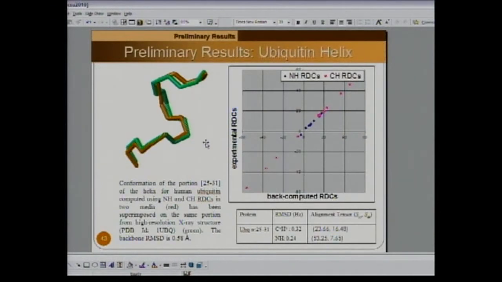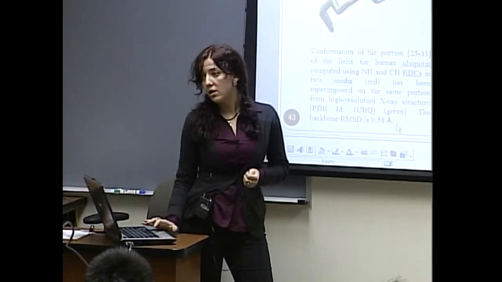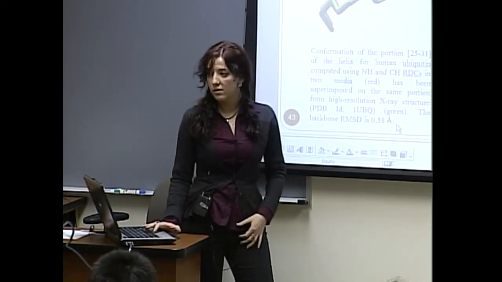And I want to show you the preliminary experimental results on the helix and beta strand of the ubiquitin protein. So this is the alpha helix. We had NH RDCs and CH RDCs collected for the residues from 25 to 31 in the helix. And we have applied this algorithm, and we have obtained a structure which is only 0.58 angstrom different from the X-ray structure deposited in the PDB. This is a very good result because we didn't use any modeling. We just implemented the minimization procedure that I have just described to you.